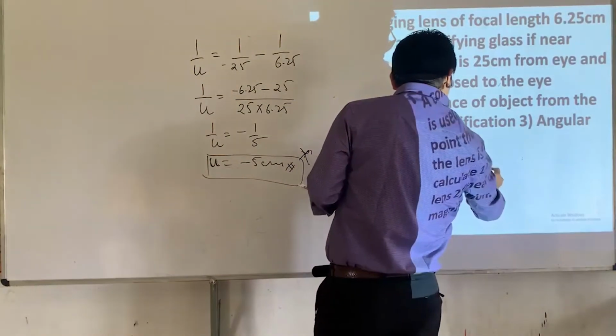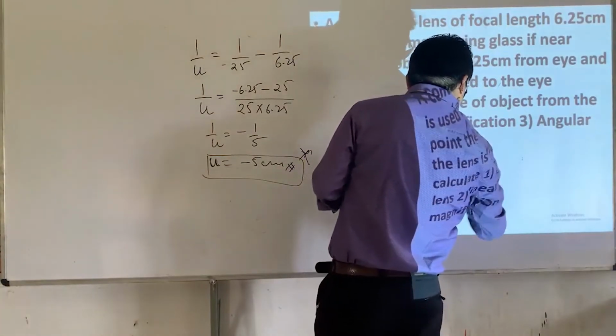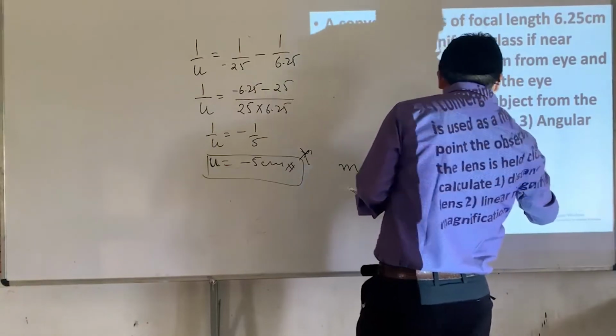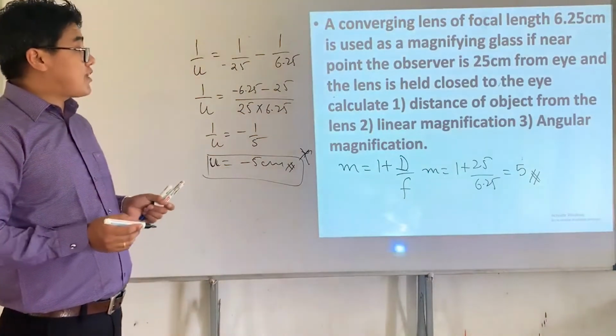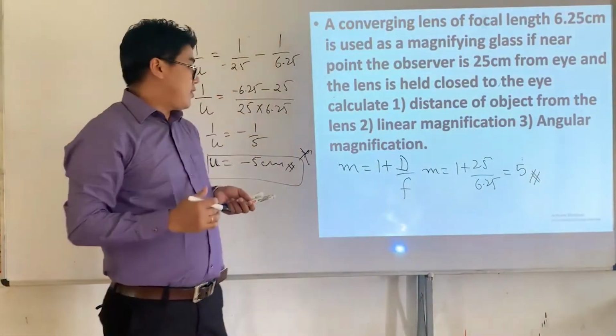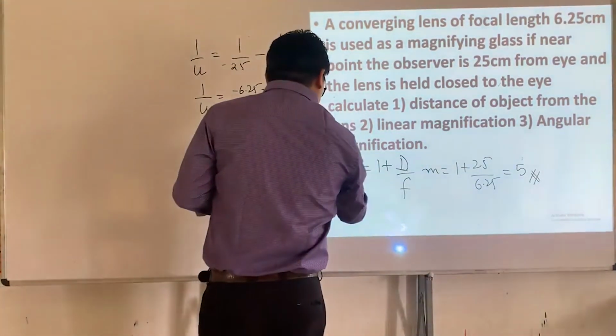G is 25. F is how much? 6.25. And roughly we'll get 5. So magnification is 5. This is a linear magnification. That means when you keep the image at the near point. This is a linear magnification.